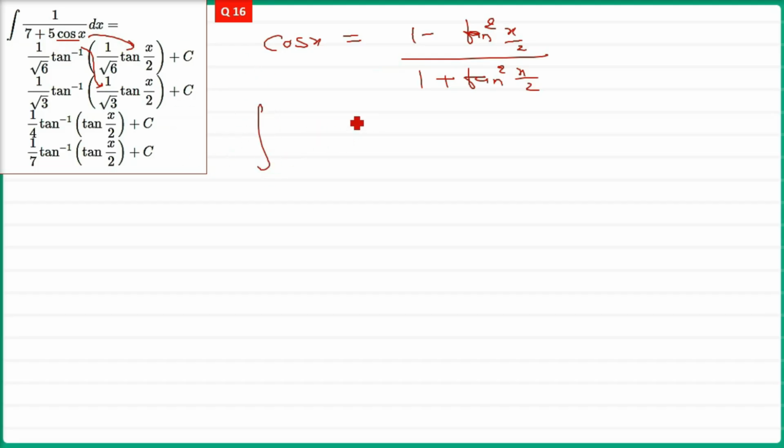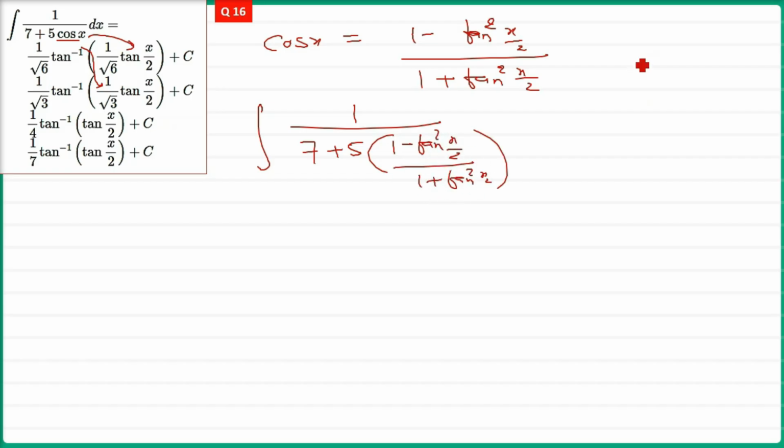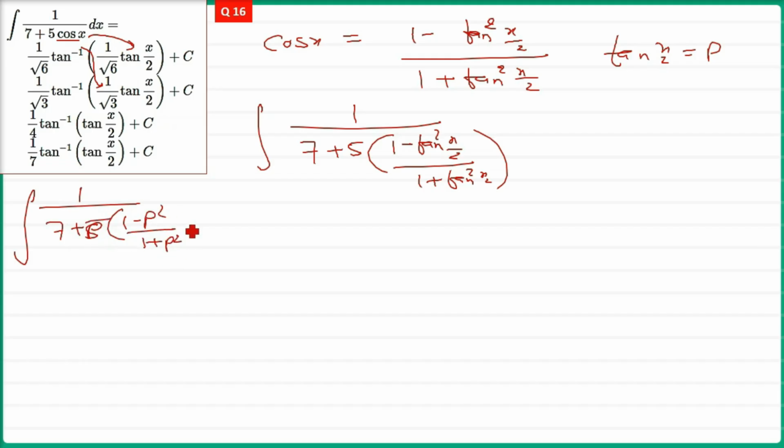So this is the integration of 1 by 7 plus 5. In place of cos x now, we'll write (1 minus tan square x by 2) divided by (1 plus tan square x by 2). In order to make you understand, because this tan square x by 2 will make the screen very clumsy, I'm just assigning some letter to it, not differentiating, just to show you that we are dealing with tan square x by 2. So 7 plus 5 into (1 minus p square) by (1 plus p square), and this will remain only till we resolve it. So 7 into (1 plus p square) plus 5 into (1 minus p square).